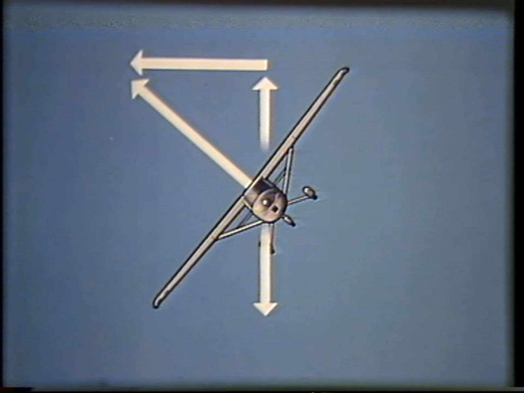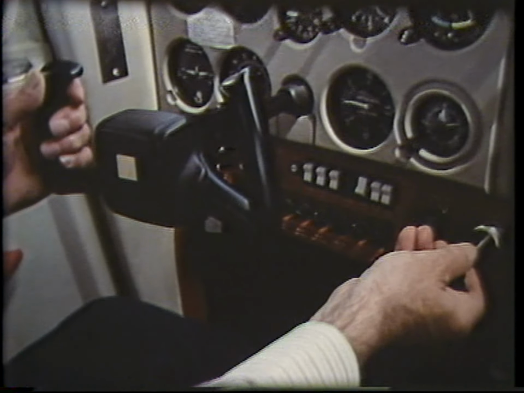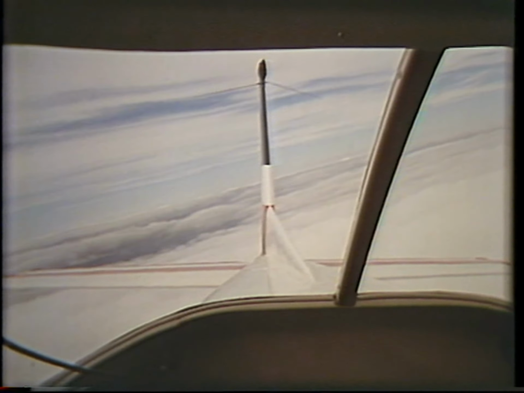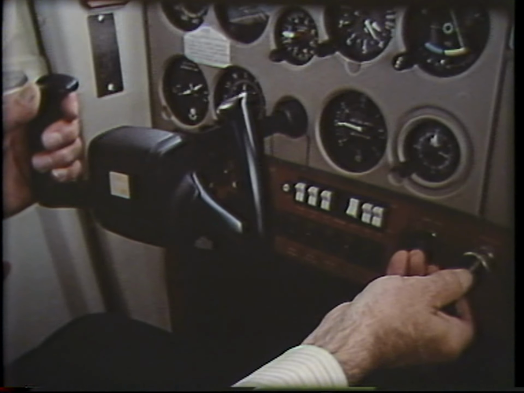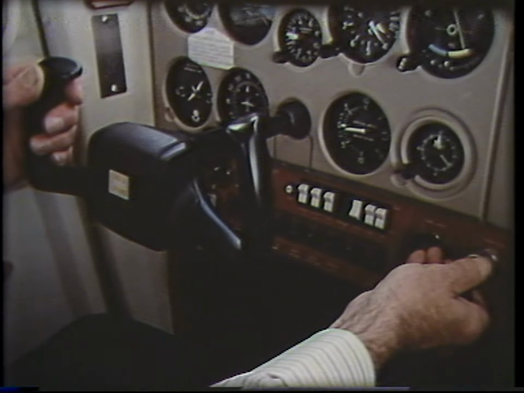Lift and weight are now in balance. And so to control the aeroplane in the turn, the pilot first applies aileron and a little rudder. In a steep turn, the pilot increases the angle of attack by gradually pulling back on the control column and opening the throttle to increase thrust, so that the vertical component of lift still equals weight.